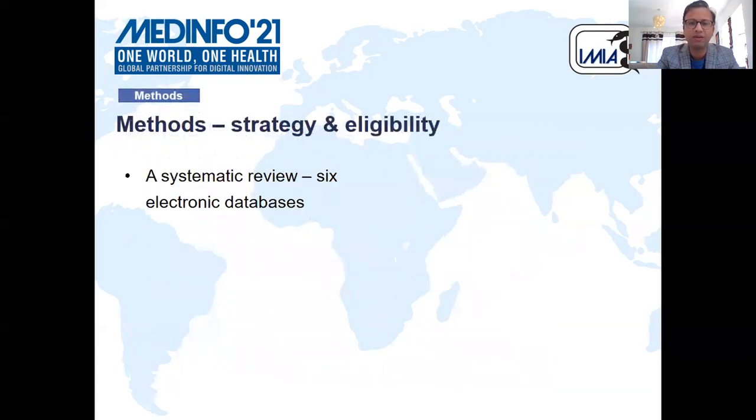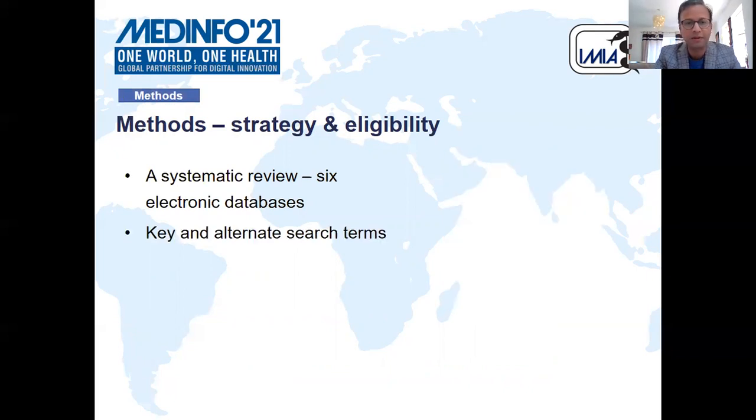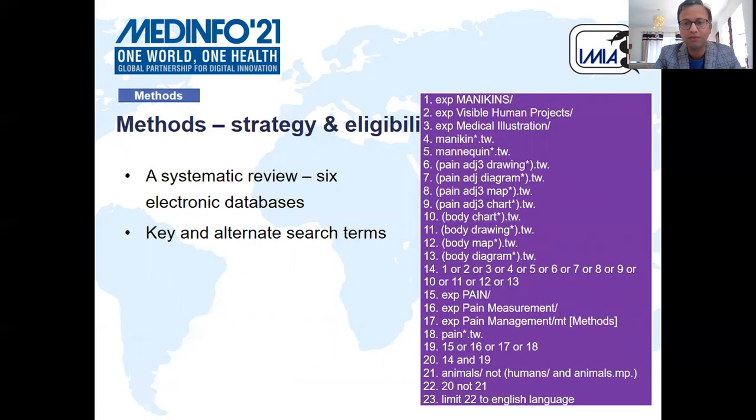In order to answer that question, we searched 6 electronic databases, and 2 among them are related to the computer sciences field: Medline, Scopus, IEEE Xplore, and ACM Digital Library. The last 2 are computer science related databases. Then we used key and alternate search terms, and combined them with Boolean operators like and, or, and not. We also used truncation, combined them together and conducted the search.